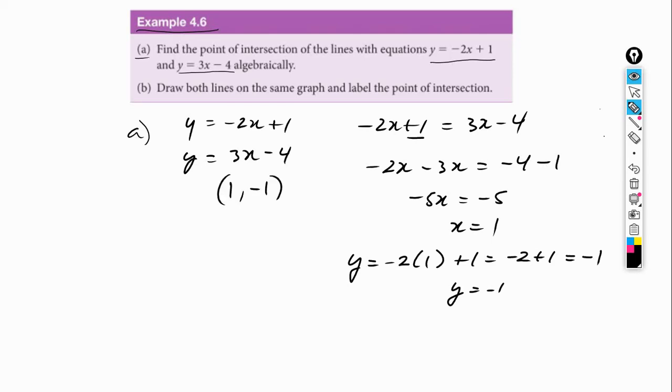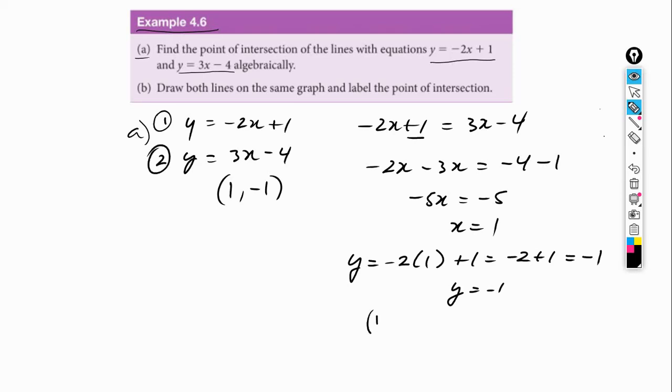Part B says, draw both lines on the same graph and label the point of intersection. In order to graph a line, the easiest way to do it is to use the x and y intercepts. So let's label this as line 1, and let's label this as line 2.